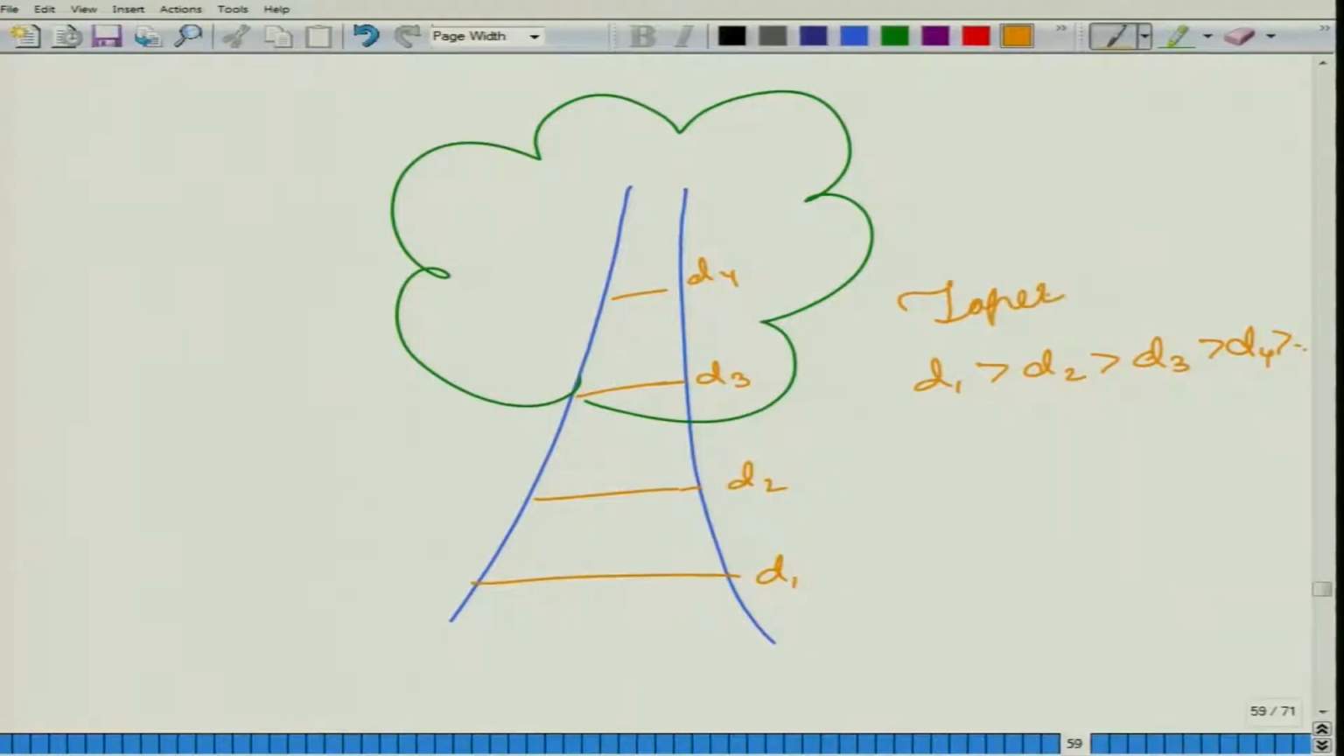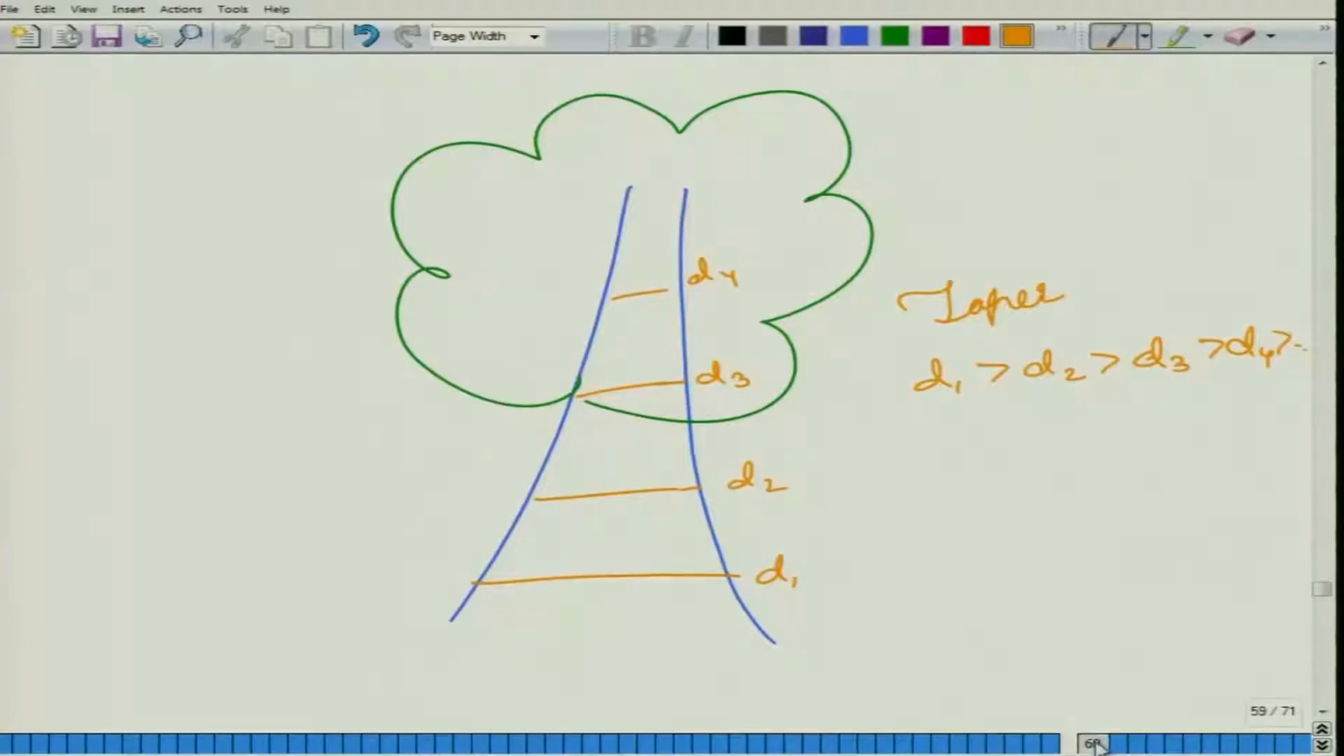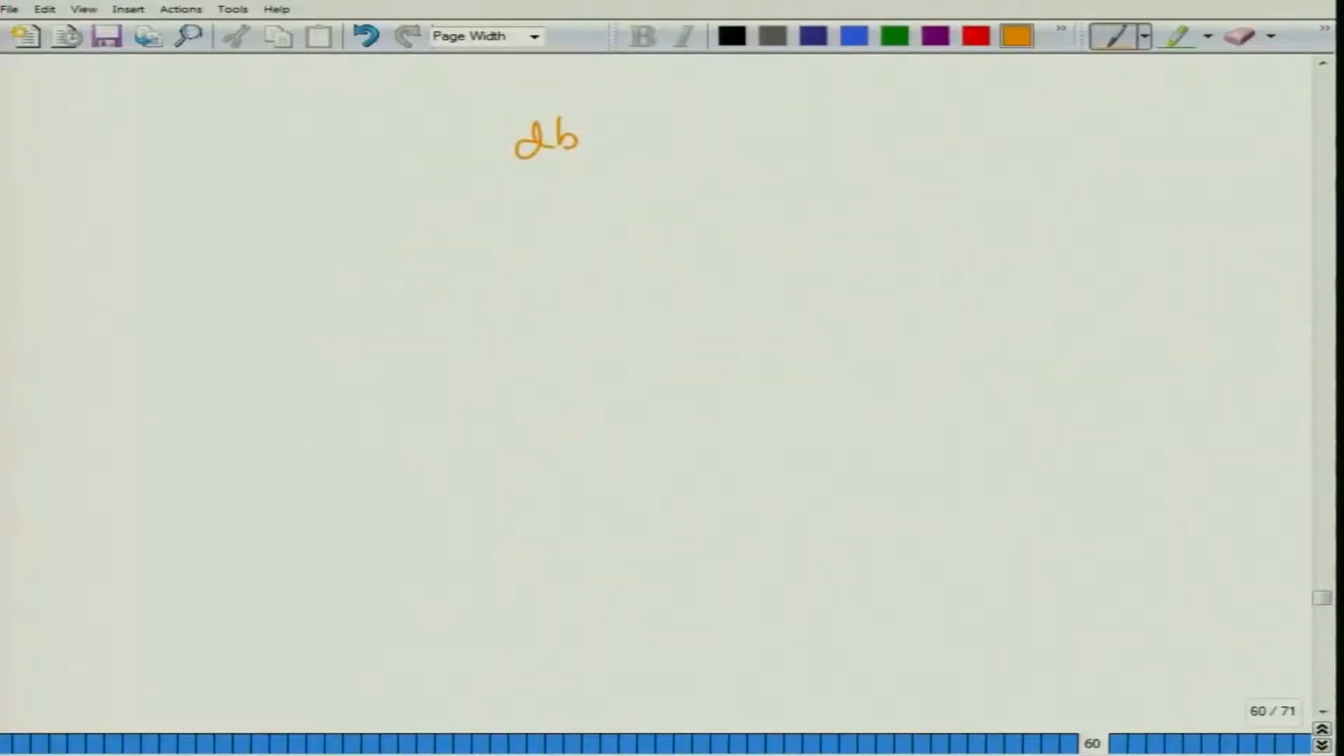So, if we know that our trees taper, we need to find out a standard at which we are going to measure the diameter, so that the diameter that you measure and the diameter that I measure for the same tree should remain the same. So, what is that standard? That standard is called the DBH, or the diameter at breast height.